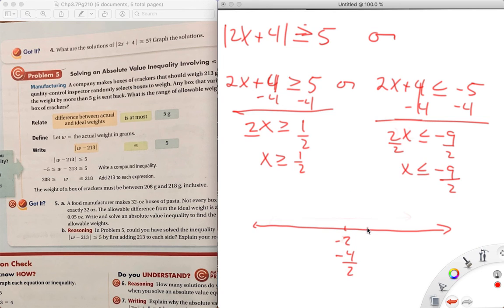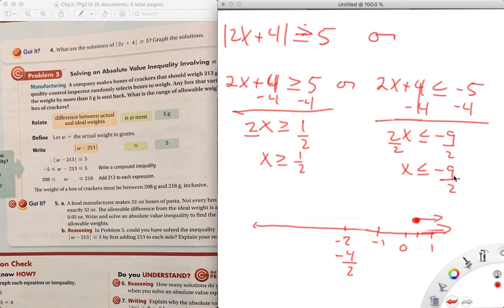Negative 1, and 2. So since this is 1 half, I know that negative 4 halves plus 5 halves is 1 half positive. Why am I doing it? My brain is not working. Negative 1, 0, 1. So 1 half is right here. It will be a closed circle and go to the right.